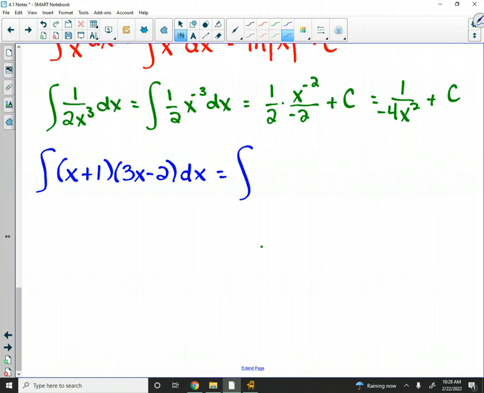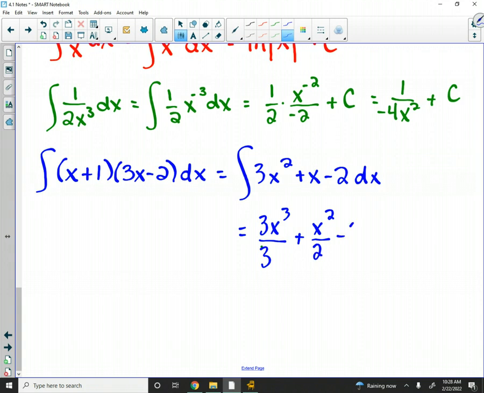So then we get 3x squared plus x minus 2. And then we just have 3 terms. So we'll have 3x cubed over 3 plus x squared over 2 minus 2x plus c. And then we could cancel those 3's out and just have an x cubed.